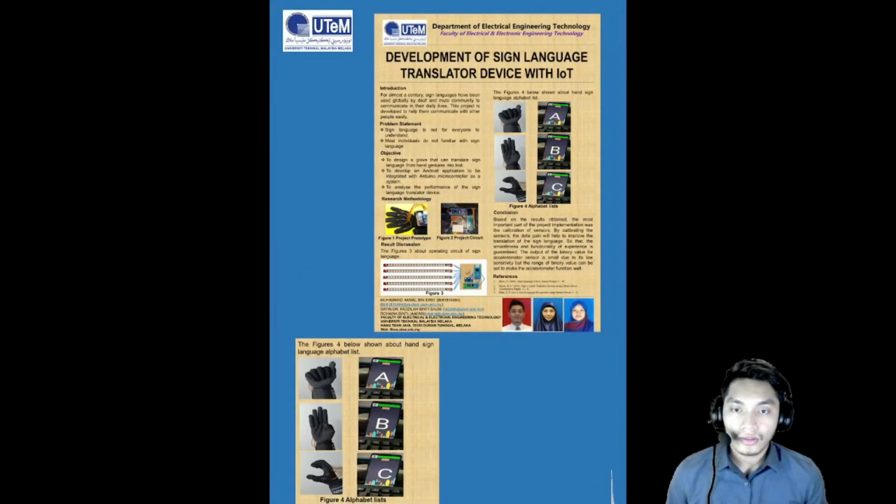Figure 4 below shows the hand sign language alphabet list. Here are the results from the hand gestures, which are transmitted to the mobile app and shown as alphabets, for example A, B, and C.